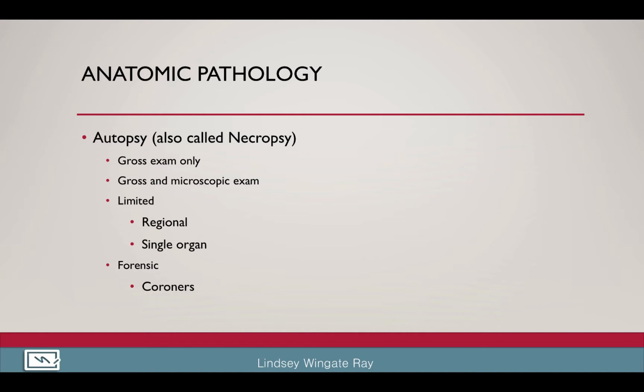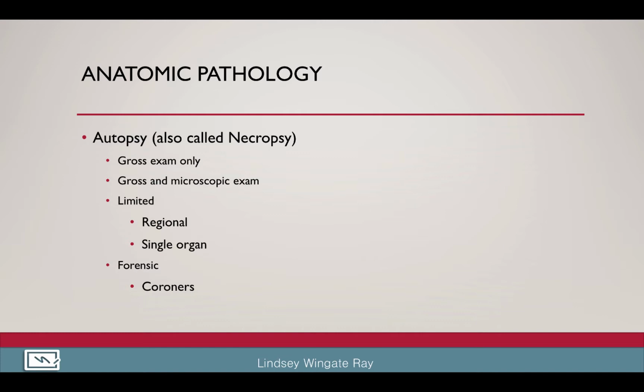Moving through the sections of the CPT book, we come to anatomic pathology and post-mortem exams, or what we know more commonly as autopsy or necropsy. They are divided into 4 different categories. The first is gross exam only of the body and additional situations listed below. Progressing to the next category, the organs are also examined by making slides and using the microscope. The third category is a limited autopsy of a region or single organ. Perhaps the patient died of a heart attack and they want to examine just that organ.